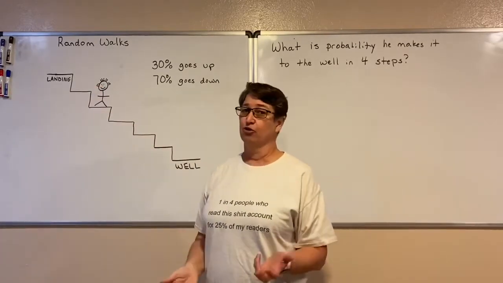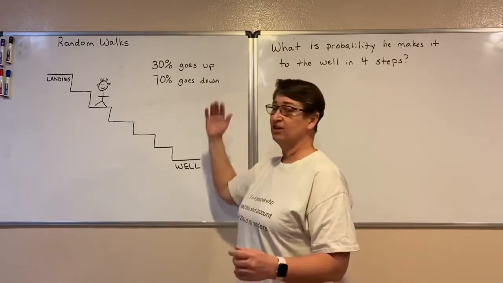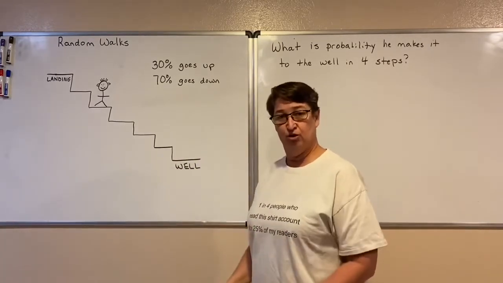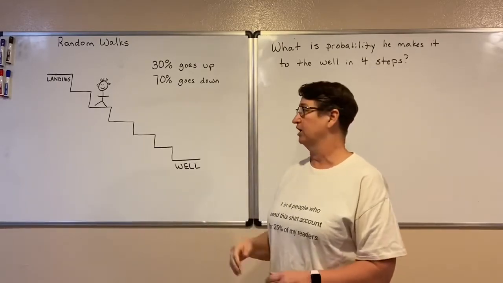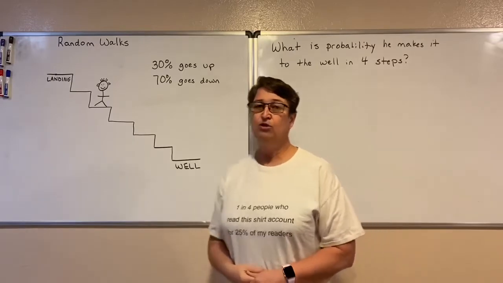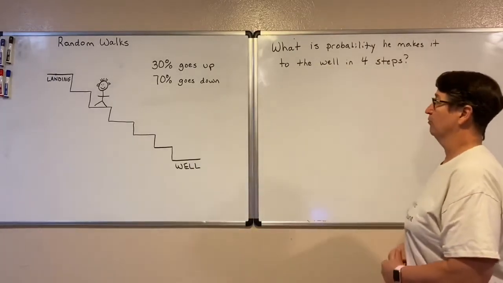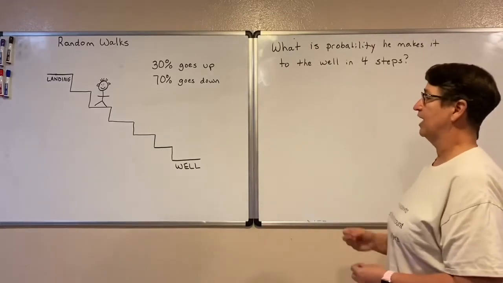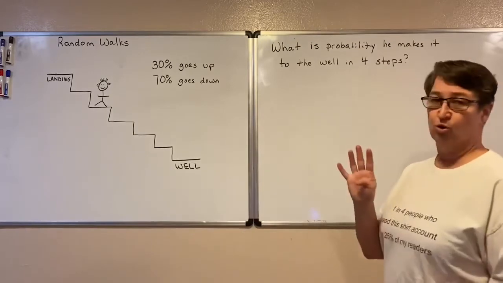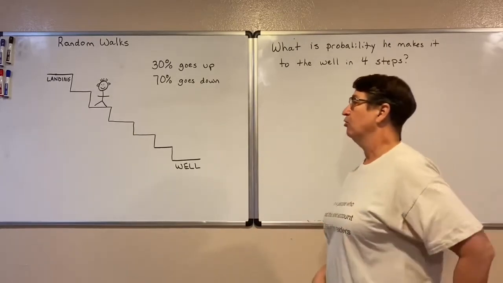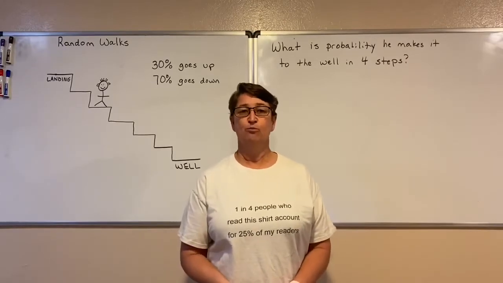It's always a 30% chance that he's going to take a step up. But it's a 70% chance that he's going to go down with his step. And that just is always true when he's walking up and down randomly. So I want to know, for this particular problem, what is the probability that he makes it to the well in exactly 4 steps?